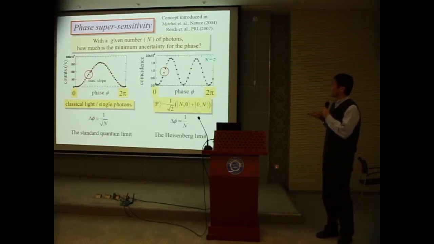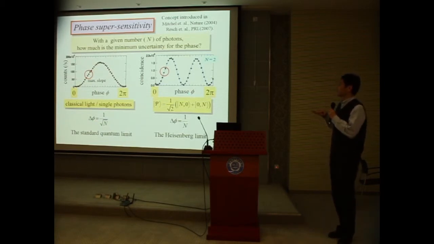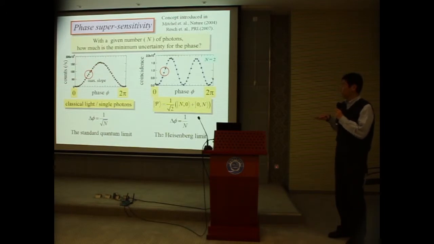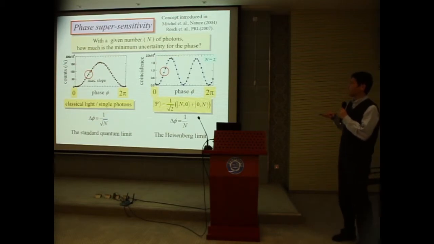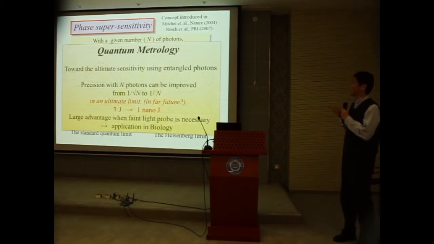However, when you use an entangled state of photons, this is one example, the NOON state, in this case, the delta phi is now 1 over n. This is the so-called Heisenberg limit. So you can enjoy the improvement from 1 over square root n to 1 over n. And some people may think this difference is not exponential, therefore may not be useful so much, but it's not true.